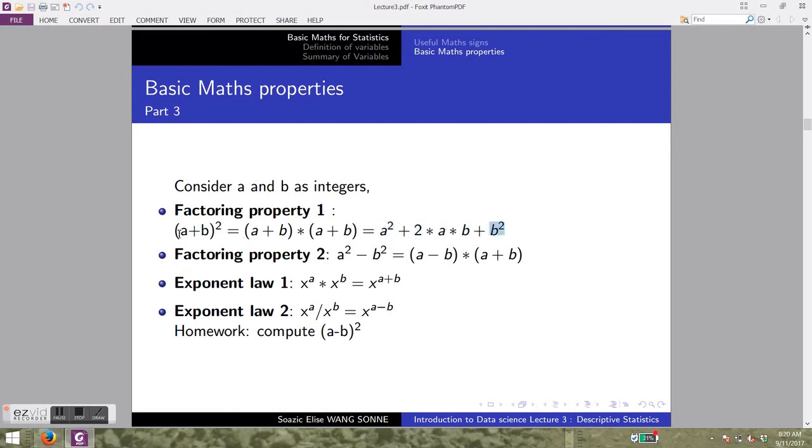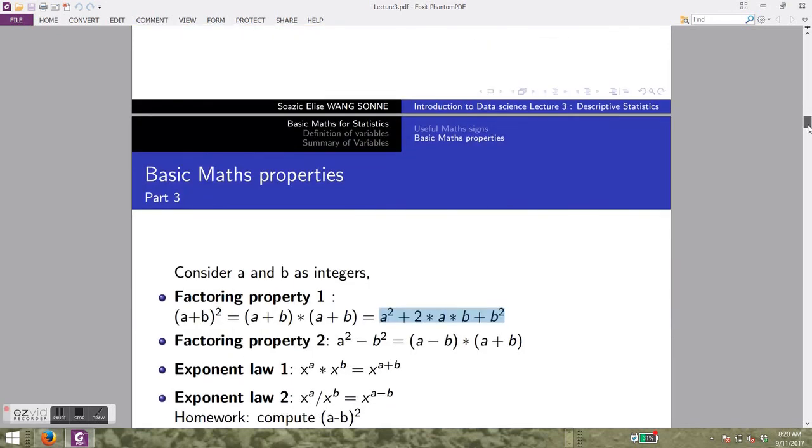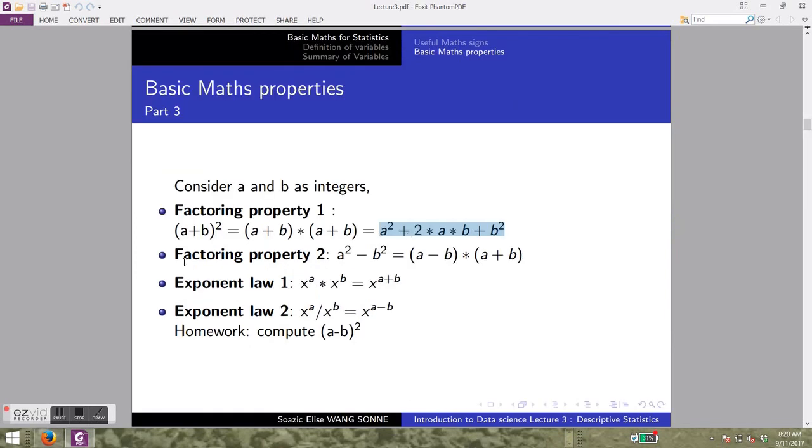And I want you, as homework, to find out why we move from here to here. Here what we do is we use the properties above, the commutative property, the associative property, and the distributive property, to be able to have this. So this is the homework that I want you to be able to do.